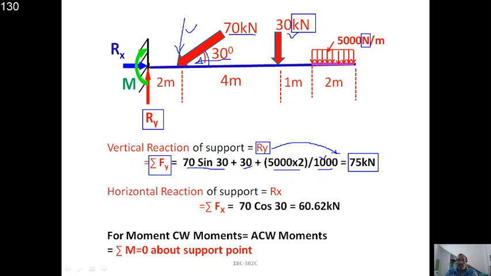Hence, this 1000 is used for that purpose only. Therefore, 75 kilonewtons we obtained.